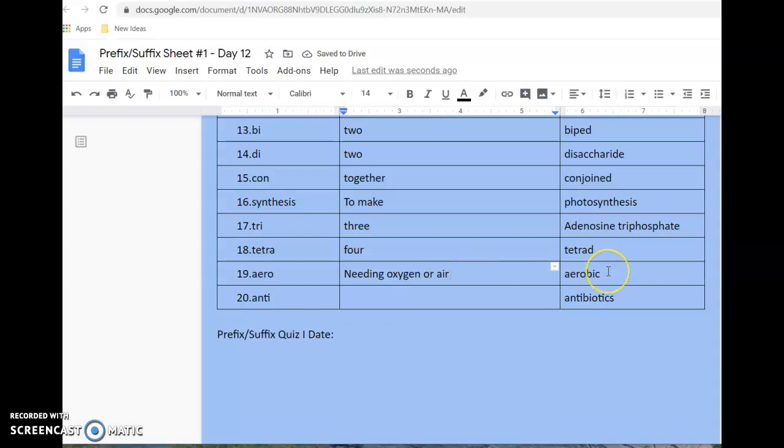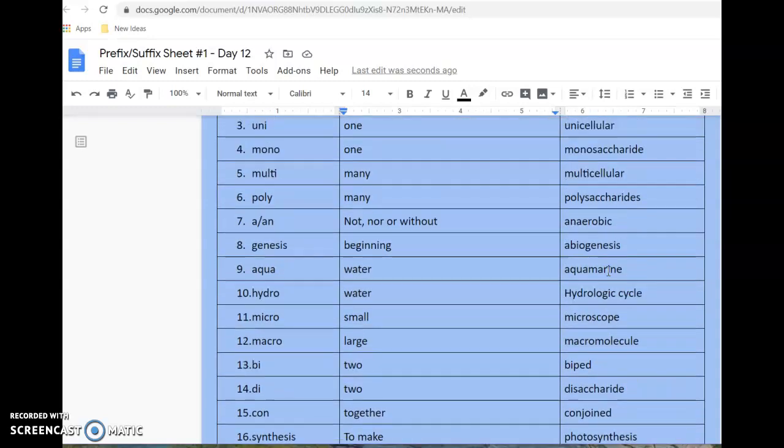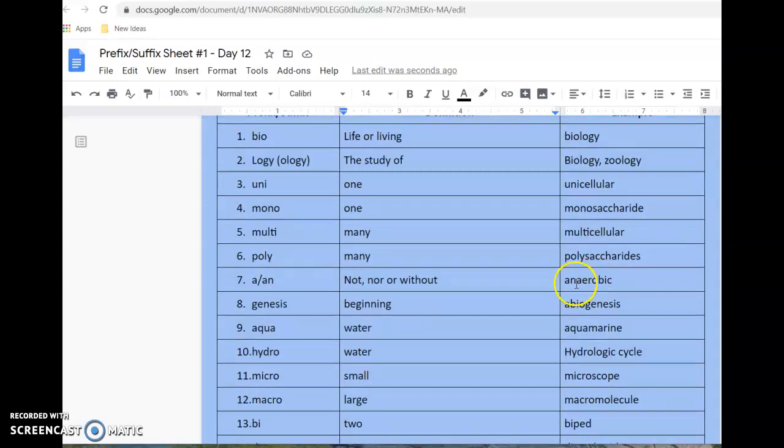So when I'm talking about aerobic or aerobic respiration, I'm talking about the production of energy using oxygen. If I'm talking about anaerobic, I'm talking about the production of energy without oxygen.